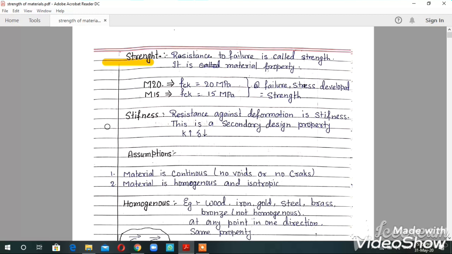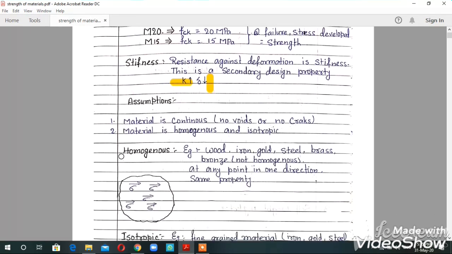What is stiffness? Resistance against deformation is stiffness. This is a secondary design property. When stiffness is increased, then deformation is decreased.